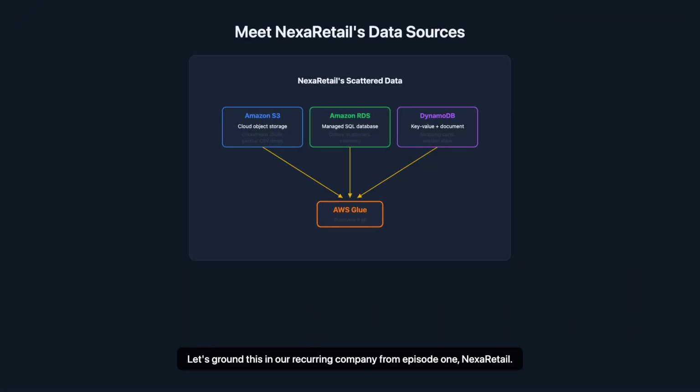Let's ground this in our recurring company from episode 1, NexaRetail. Their data is stored in 3 main places. First, Amazon S3. Think of S3 as a massive cloud hard drive for any kind of file. That's where their clickstream JSON logs and partner CSV drops land.